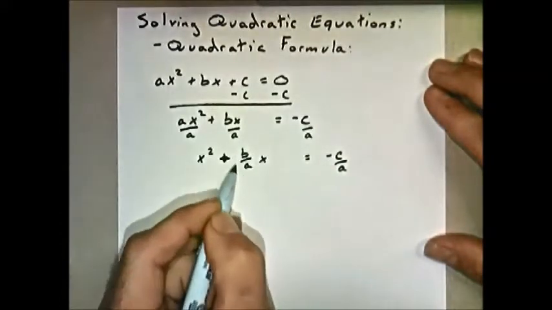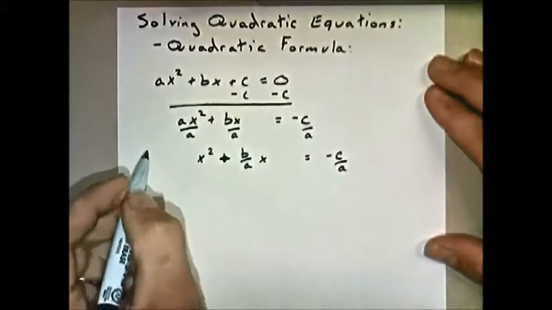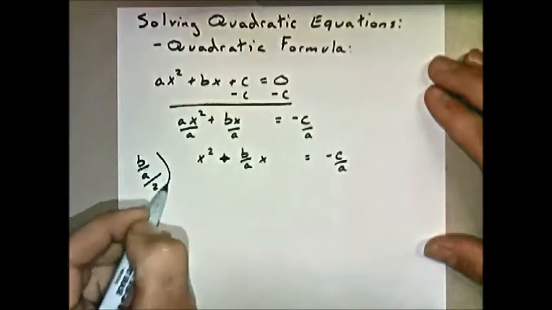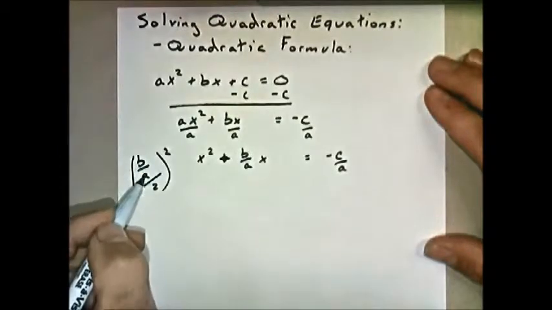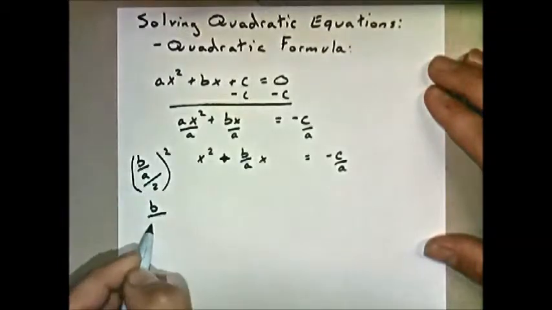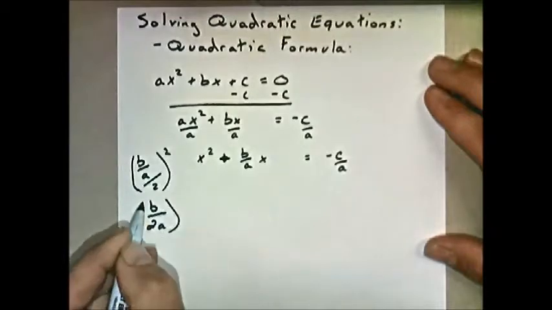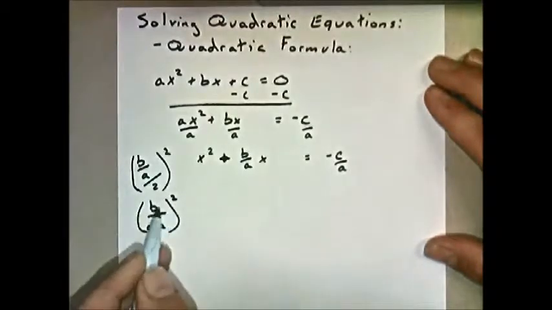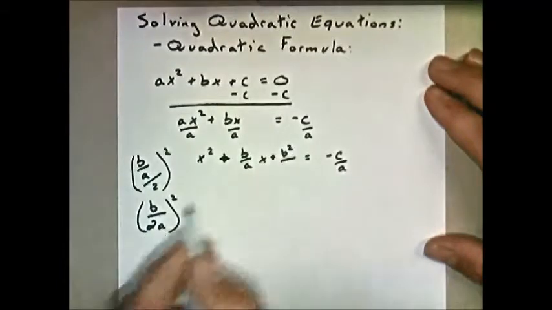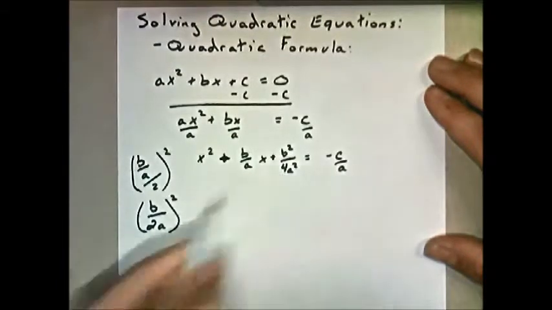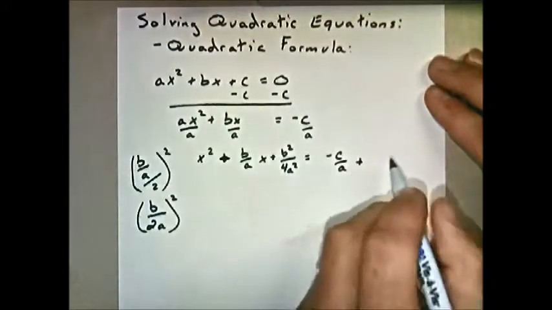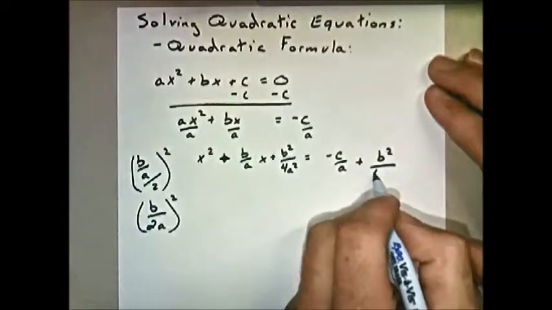The next step in completing the square is to take that linear term, divide it by 2, and square it. Remember, I multiply my two denominators together, so I get b over 2a, and I'm going to square that. If I square b, I get b squared, and if I square 2a, I get 4a squared. Adding that to my space, I'm going to also add that to my right side.